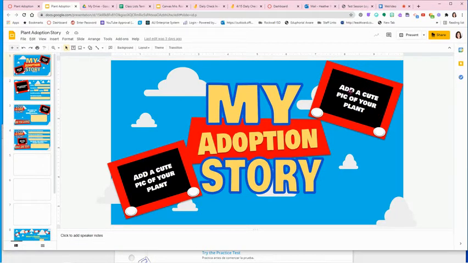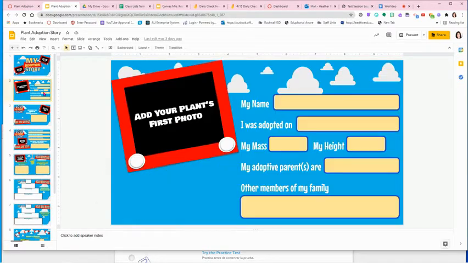So the first page, you need to put in two different pictures of your plant. On the second page, you're going to add your plant's first photo. So the very first photo you take of your plant, maybe you took it on the day that you received it, or maybe today will be the first day you take a picture. And then you're going to put in the plant's name. So not your name, but the plant's name, the date that your plant was adopted on. So when did you get it?